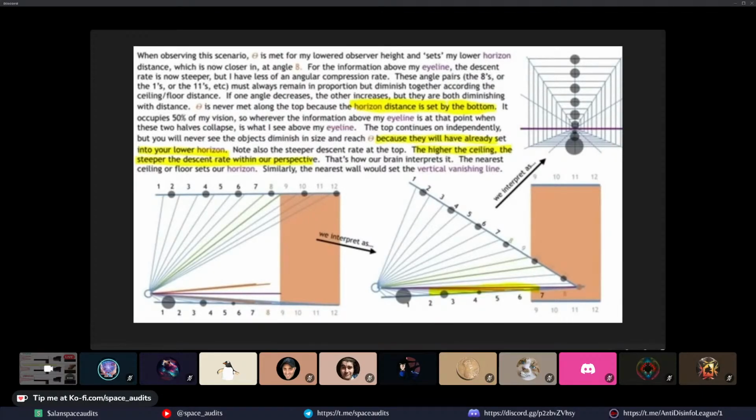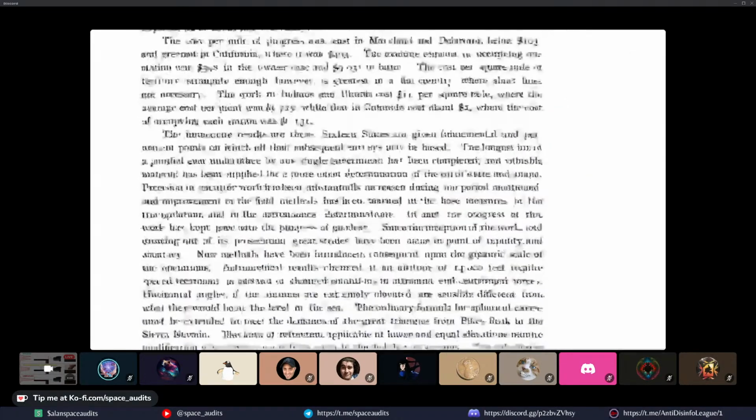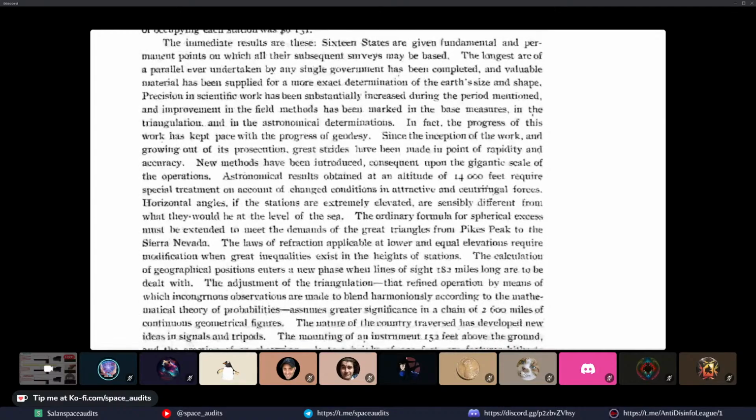Seems a little crazy when, even in the preface here, I think this is page 18: "Has been completed, and valuable material has been supplied for a more exact determination of Earth's size and shape." So it's literally set out to determine the size and the shape, and they've been hampered and hamstrung and guided and supplied with replacement tables and coordinate systems. So I think I know which way they're going to end up. So this says: "Improvement in the field methods has marked the base measures and triangulation and astronomical determinations. Progress of the work has kept pace with the progress of geodesy."